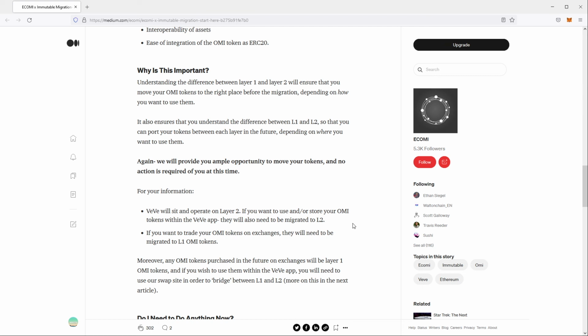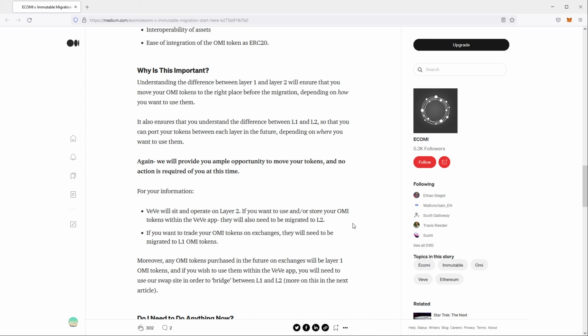But if you're using your OMI tokens to purchase NFTs from the VEVE app or from Immutable, that's layer two. So it seems like that's what they're trying to explain between layer one and layer two. Based off of what you're trying to do with your OMI tokens, that's going to depend on whether you're moving to layer one or layer two. If you're new to this, it's likely you're strictly going to be on layer two, because you're probably just using your OMI token to buy the NFTs, or to buy and sell on the actual VEVE app.